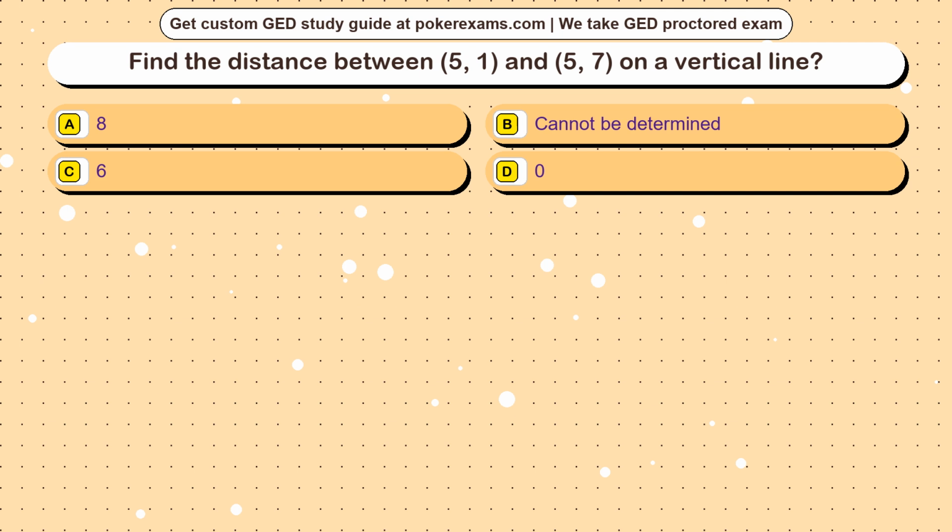Question 10. Find the distance between 5, 1 and 5, 7 on a vertical line. Option A, 8. Option B, cannot be determined. Option C, 6. Option D, 0.